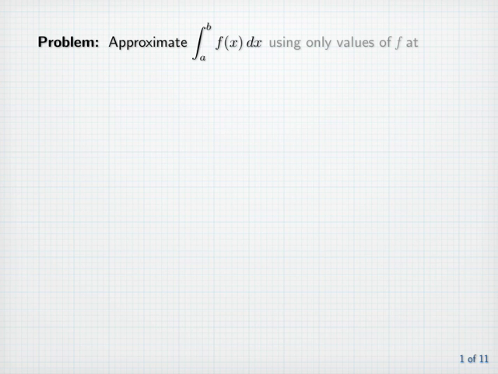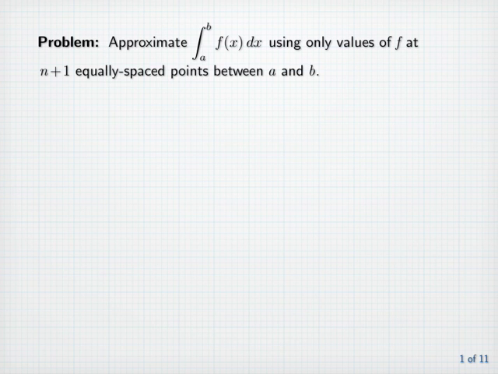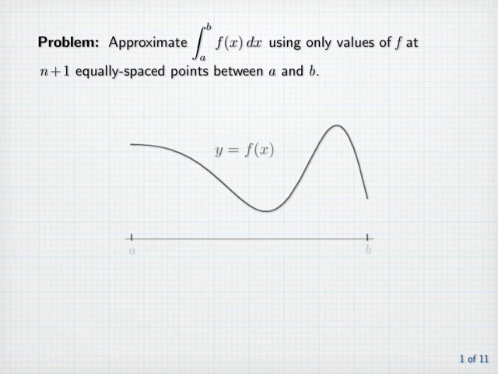The problem we want to address here is how to approximate a definite integral using only n plus 1 function values at equally spaced points in the interval. Of course, we can think in terms of approximating the area under the graph of a non-negative function between x equals a and x equals b, although what we will do will apply just as well to functions that aren't necessarily non-negative. Let's begin by describing the points in the interval where we'll evaluate the function.